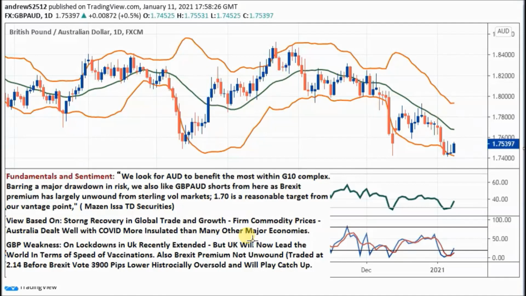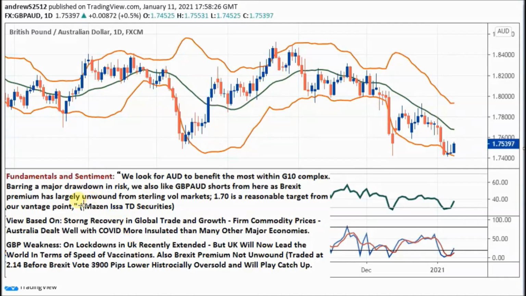GBP weakness, particularly over the last week or so, on lockdowns. Lockdowns are a big problem in the UK. They were recently extended, made more severe. Markets are thinking, well, that's going to be a big hit on UK growth. But that's in the price. The UK will now lead the world in terms of the speed of vaccinations. They're doing them quick in the UK. So bad news is in the price.